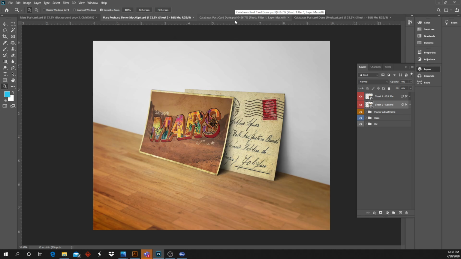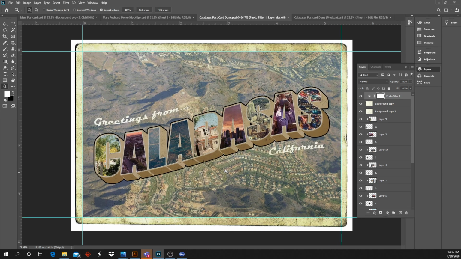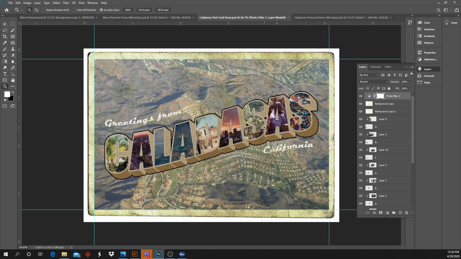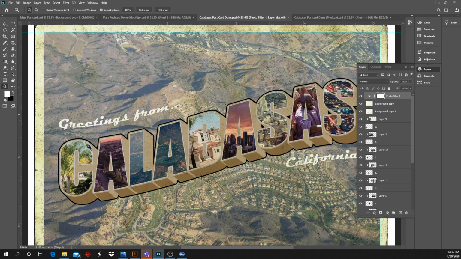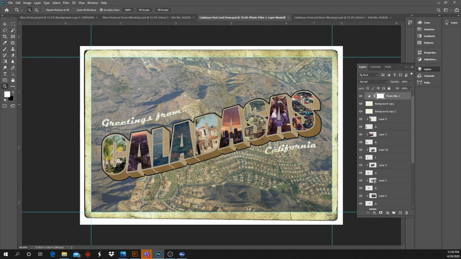And then my second postcard was for the city Calabasas in California. This is a city by Los Angeles. And for the pictures, I just included some landscapes of surrounding areas, a house from Calabasas, the skyline of the area around it, and also put a picture of Kanye West at a Sunday service because this is where he lives and puts on Sunday service on occasion.